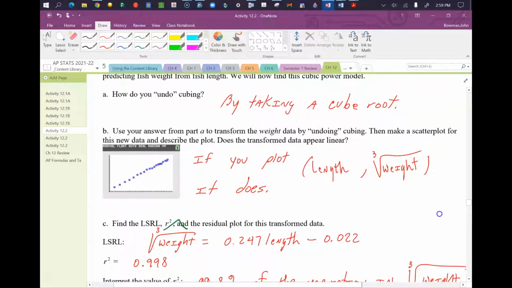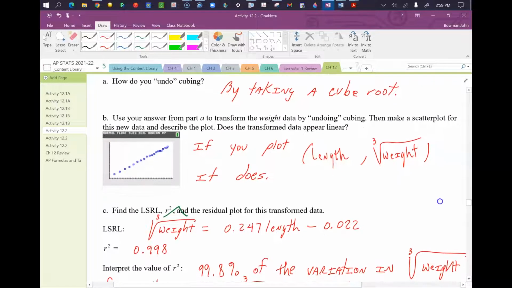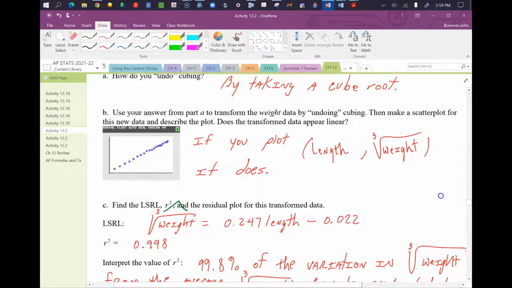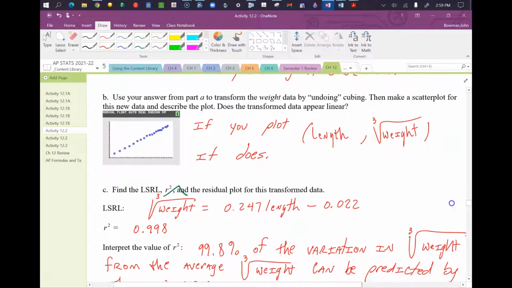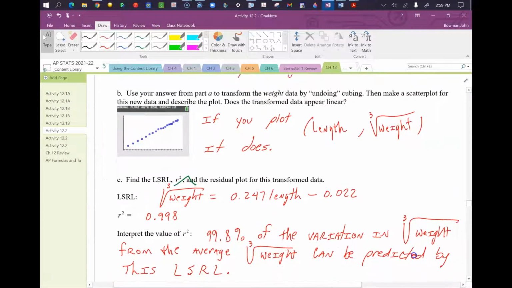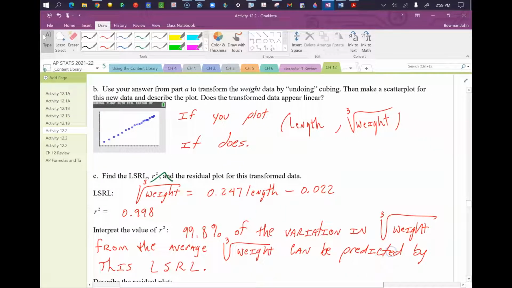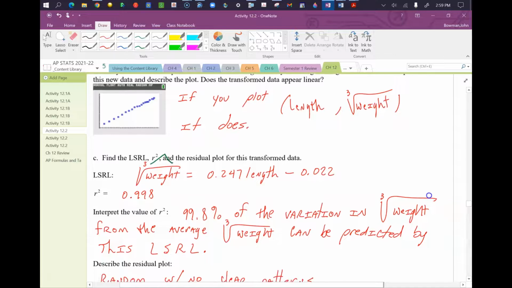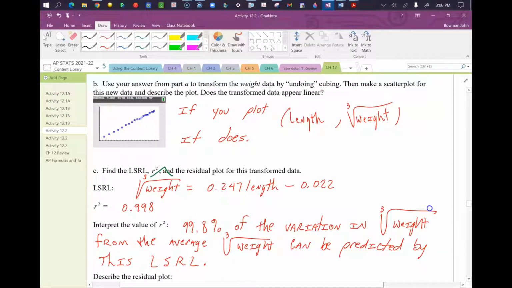R squared is 0.998. And if you're asked to interpret R squared in context, make sure that you think about the transformed data. So, R squared, the coefficient of determination in this case, tells us that 99.8% of the variation in the cube root of the weight, the response variable, from the average cube root of the weight can be predicted by the least squares regression line.